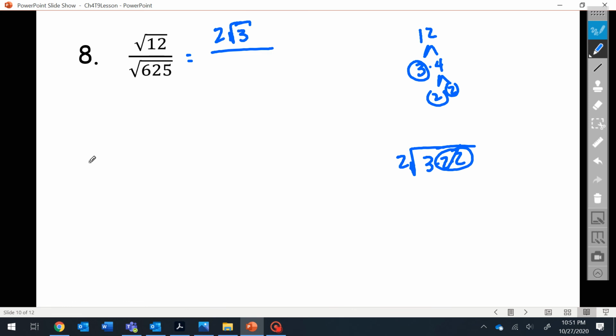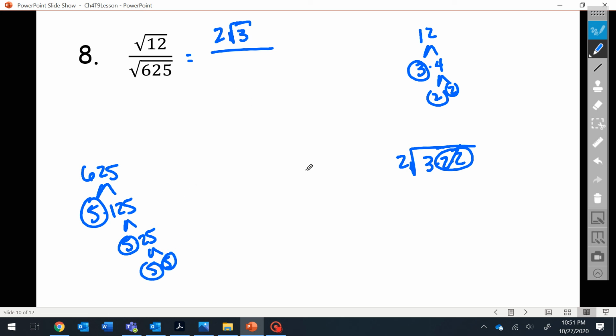We'll do the same thing with 625. So 625 breaks down into, let's see, I know for a fact that 5 goes into it. So 5 times 125. 125 is 5 times 25. 25 is 5 times 5. So 625 breaks down into 4 5's. Breaks down into 5 times 5 times 5 times 5.